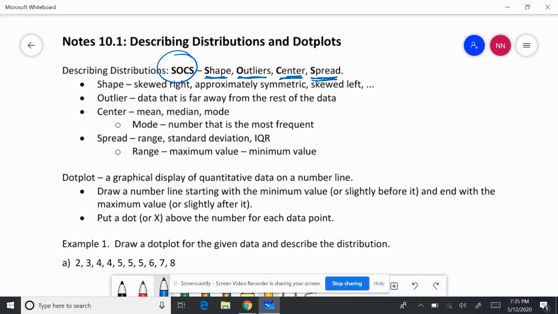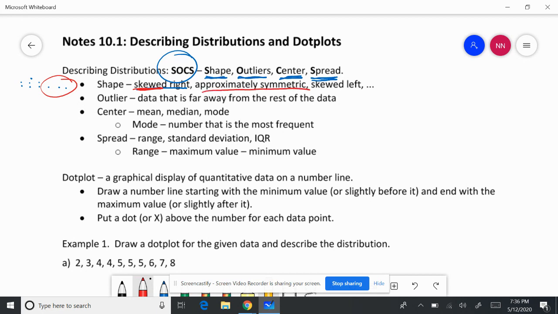Now there's three main shapes that we're going to look at. We're going to look at skewed right, and if something is skewed right, we're going to look at a graph whose tail end is more to the right. So something that's skewed right, a dot plot would look like on the right hand side it's more spread out. That's where the skewness is. So when it's skewed right, the spread is on the right hand side.